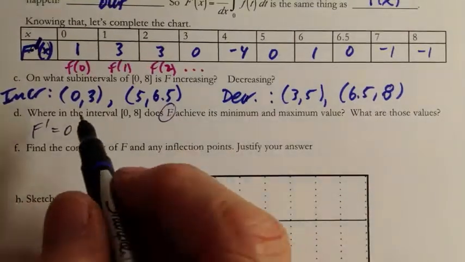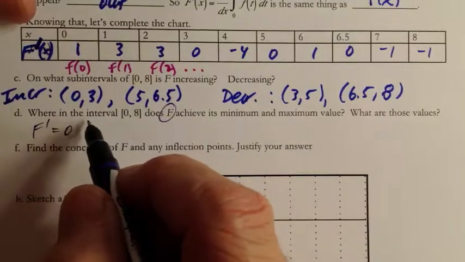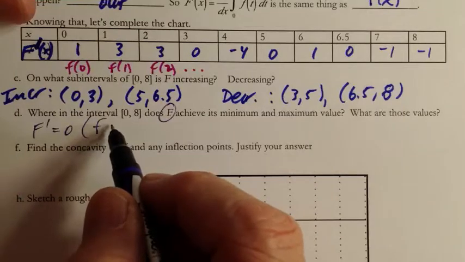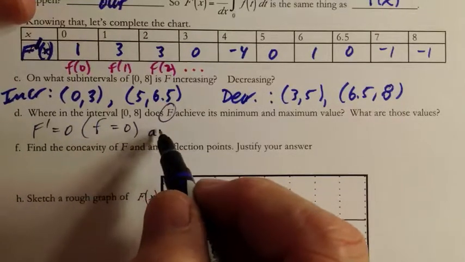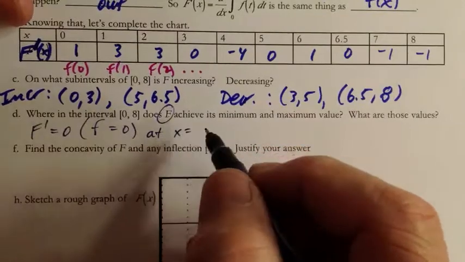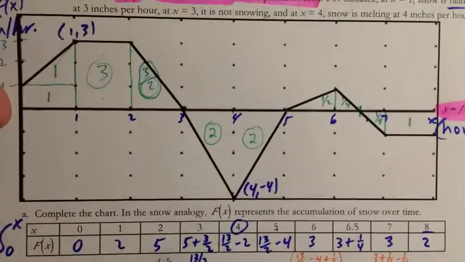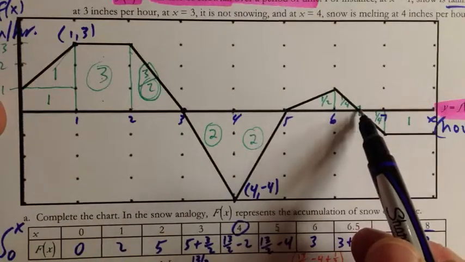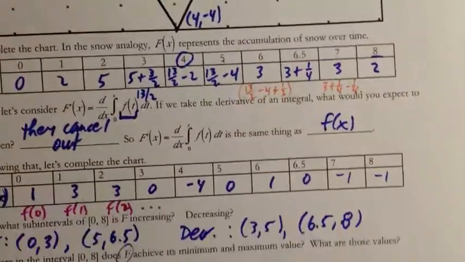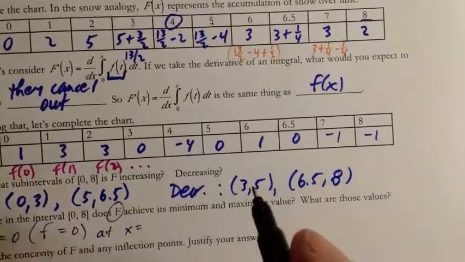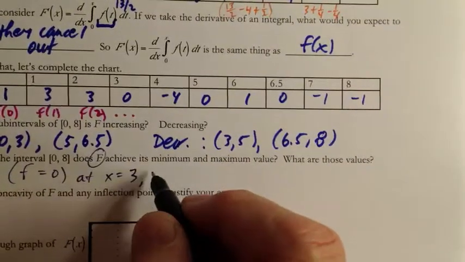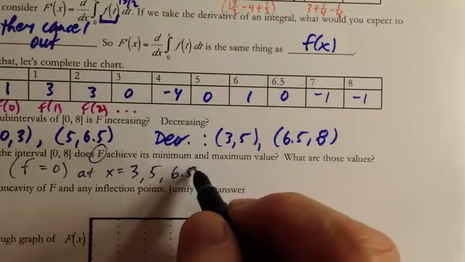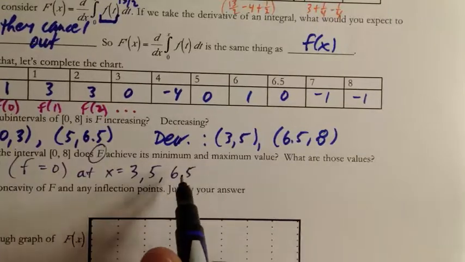F prime is equal to 0 when, remember, F prime is equal to lowercase f, when lowercase f is equal to 0. If you look at the graph, it has a value of 0 at 3, at 5, and at 6.5. So those are the critical points: at x equals 3, x equals 5, and x equals 6.5. That's when capital F prime is equal to 0.